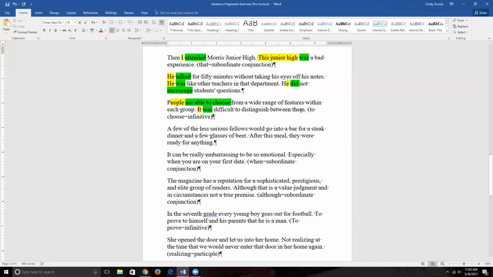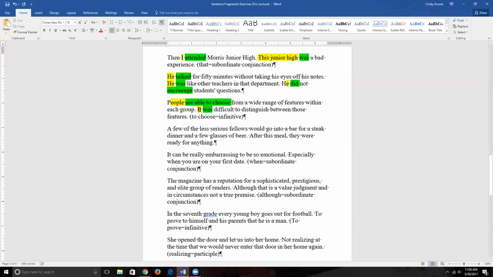It was difficult to distinguish between them. This sentence is ambiguous. I'm guessing that the "them" is features because, as we look at this sentence, the only word that is plural is this. Even though it's our only choice, I think it's unclear. So I would rewrite it to say "those features" or "these features." It is difficult to distinguish between those features.